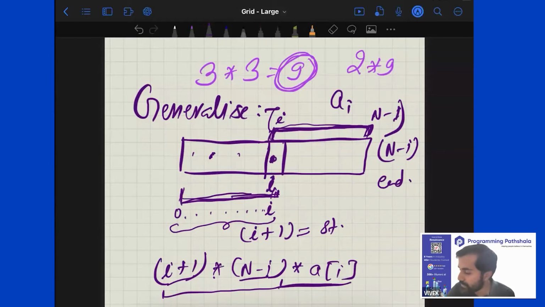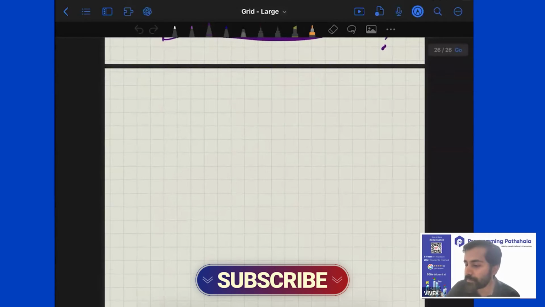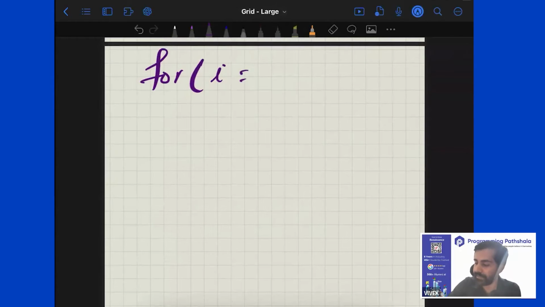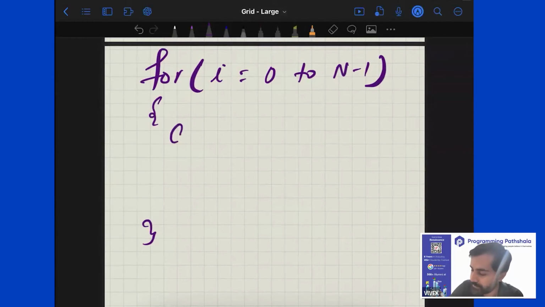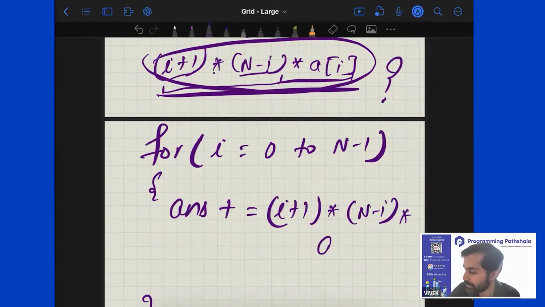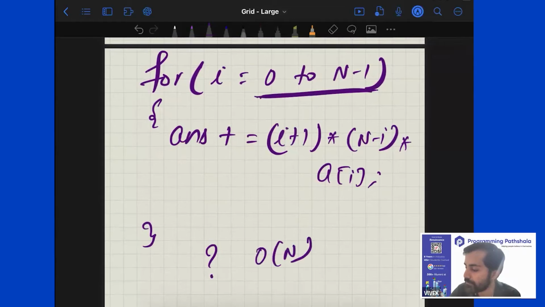So if I know the contribution of each element, I can find those out and I can keep adding those, and that would be my answer. So now the solution to this has become pretty simple. All that you would have to do is run a for loop. You would say for I equals to 0 to n minus 1. And what would you say? Answer plus equals to, just use that formula, which is I plus 1 multiplied by n minus I multiplied by A of I. What is the new time complexity? Order of n. Because this loop is just running for n times, and every time we are just doing constant work inside this.